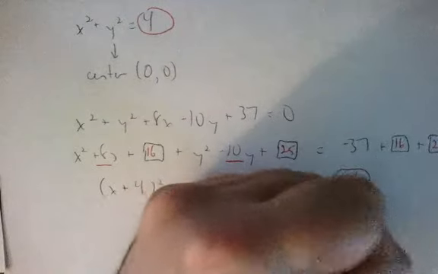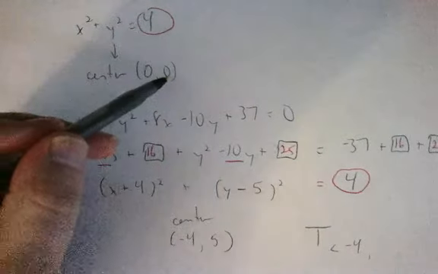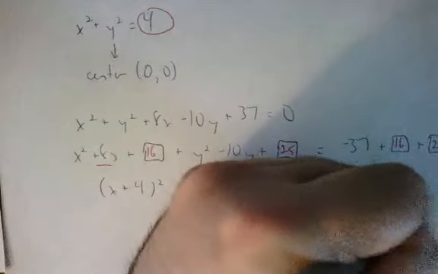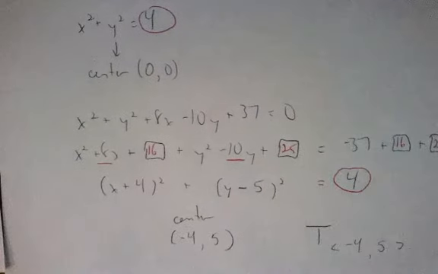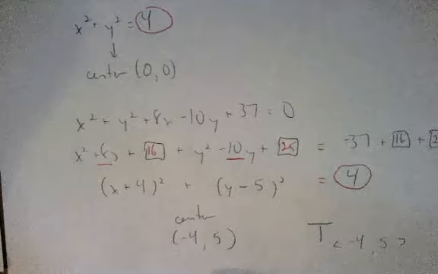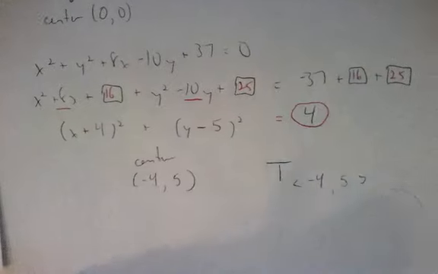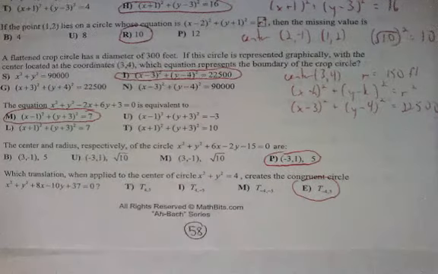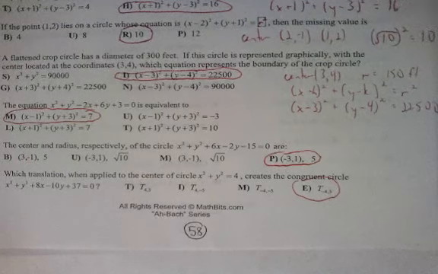The translation vector would be left 4, because we're going from 0 to negative 4, left 4, and then to go from 0 to 5, we'd be going up 5. So the translation vector would be negative 4, 5, meaning you move left 4 units and up 5 units, which was letter E on this worksheet.